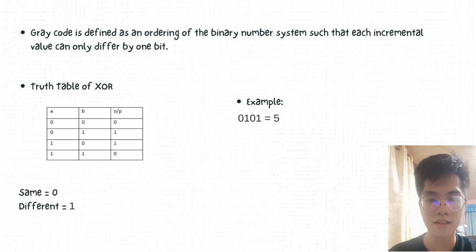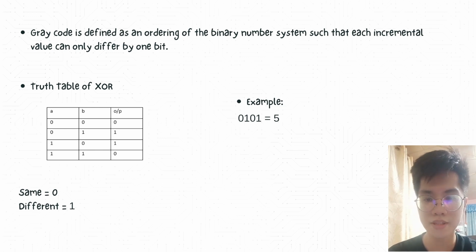So first, let us know what gray code is. Gray code, also known as cyclic code or reflected binary code, is defined as an ordering of the binary number system such that each incremental value can only differ by 1 bit. In gray code, while traversing from one step to another step, only 1 bit in the code group changes. That is to say that two adjacent code numbers differ from each other by only 1 bit.